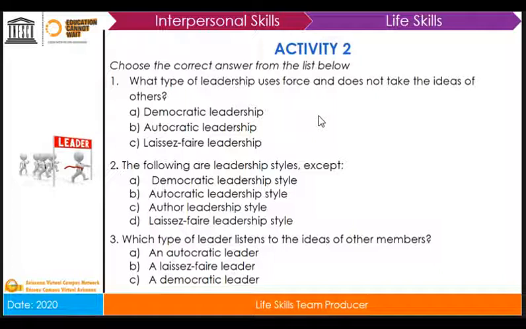Question 2. The following are leadership styles except dash. A. Democratic leadership style. B. Autocratic leadership style. C. Author leadership style. And D. Laissez-faire leadership style.